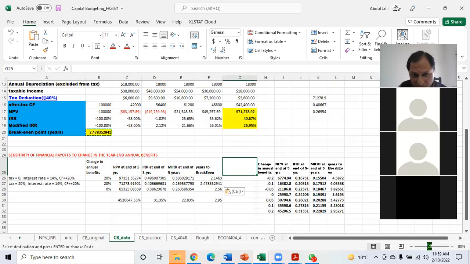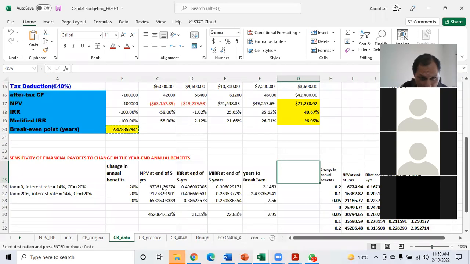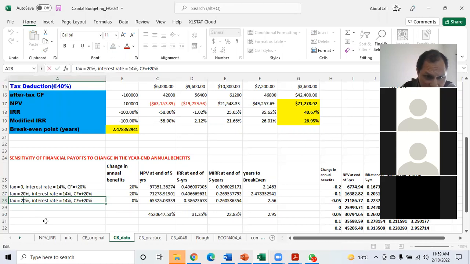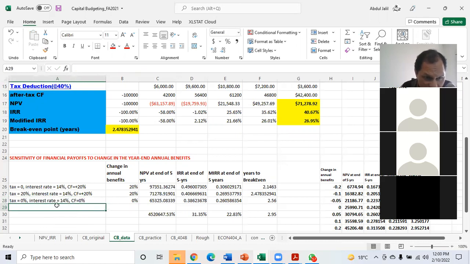If you just try to observe the outcome, what kind of outcomes are you going to observe? Even with 20%, there was a rise in cash flows of 20%, and there is no rise in 20% cash flow, and this is the situation when there is no tax. This was the situation when there is zero tax, 0% tax, as well as 0% cash flow, right? So in this way, you can identify the scenario.